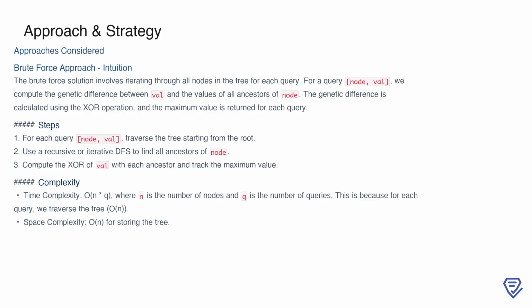However, this approach has significant computational overhead. With a time complexity of O(n*q), where n is the number of nodes and q is the number of queries, it becomes impractical for larger inputs. Additionally, it requires O(n) space to store the tree representation, making it less scalable for complex datasets.